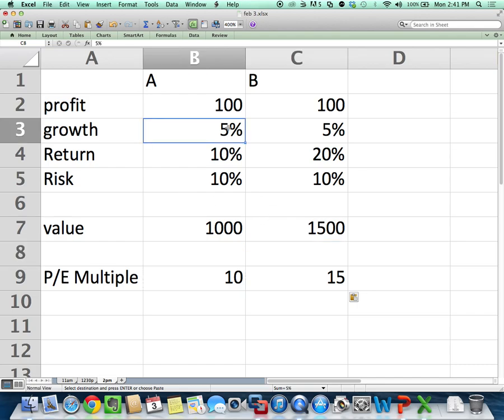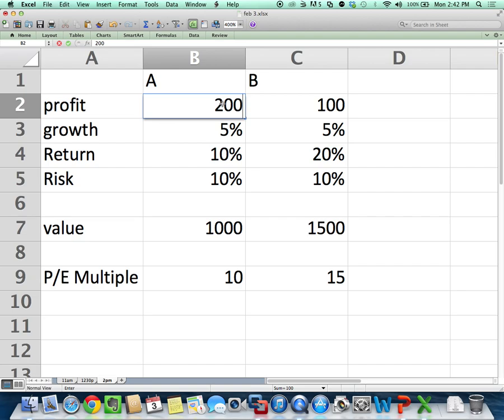What happens if growth changes? Actually, before I do that, what happens if profit doubles? Start with profit. What happens if A makes 200 million in profit instead of 100 million? But the same growth rate, same return, same risk. What would happen to the value? What would happen to the multiple? All right, so you think the value will go up by 2. What's going to happen to the multiple?